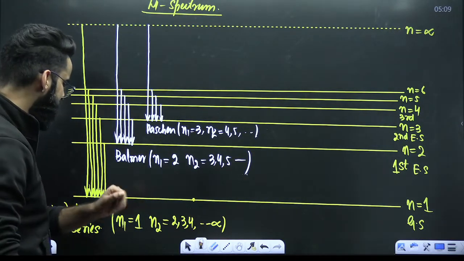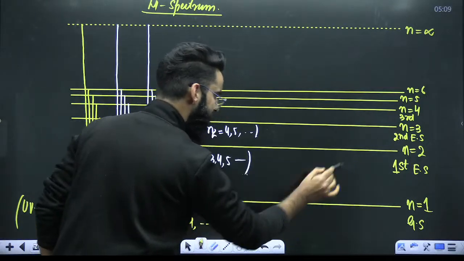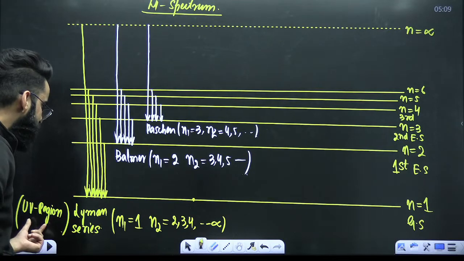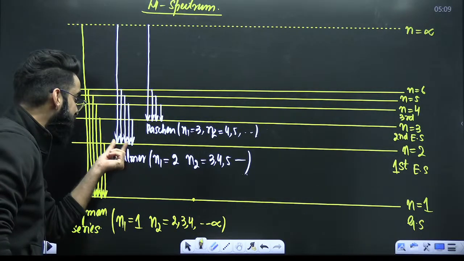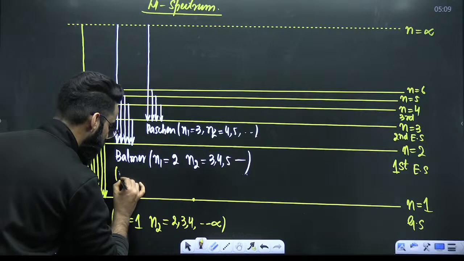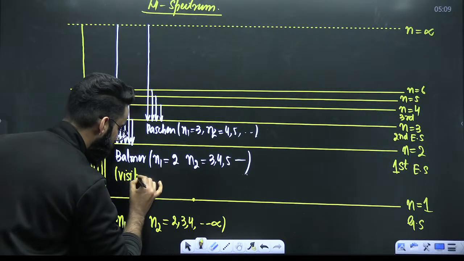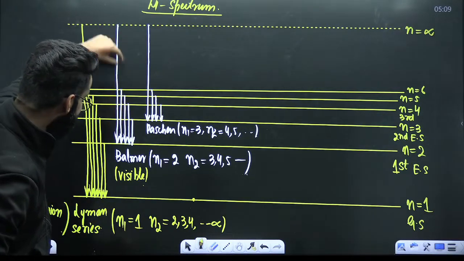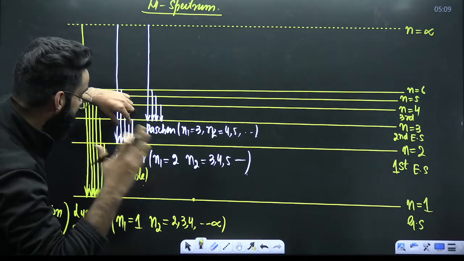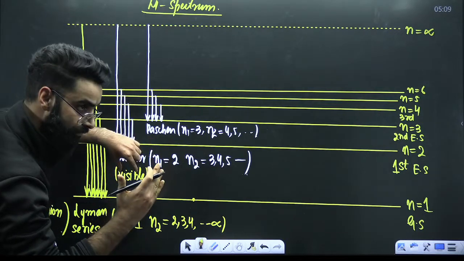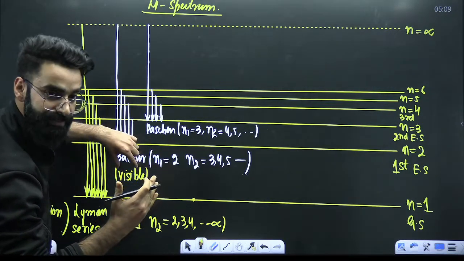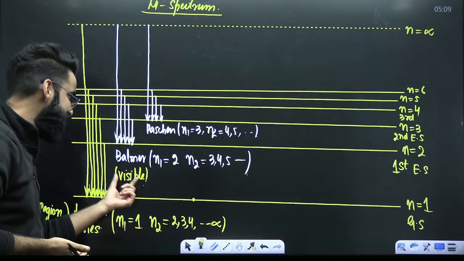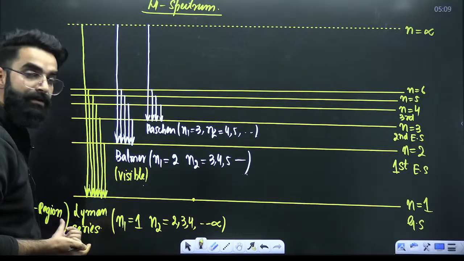Let me tell you one more thing. As I told you in the beginning, whatever radiations we got in the Lyman series fall in the ultraviolet region. In the Balmer series, whatever radiations we get fall into the visible region. That means when these radiations fall on the photographic plate, you can see them. They fall into the visible spectrum. You can see them with your eyes. Ultraviolet we cannot see, visible we can see. Perfect, right?